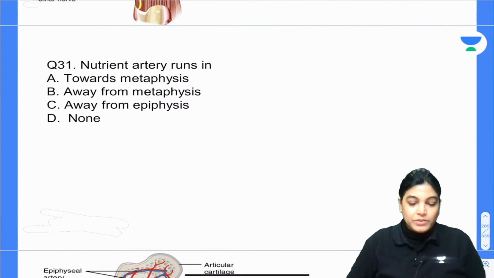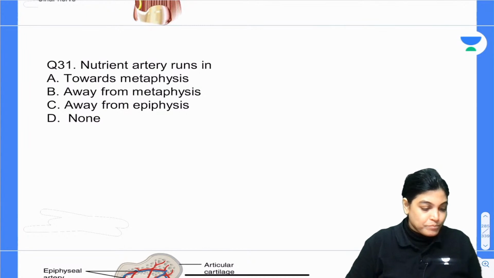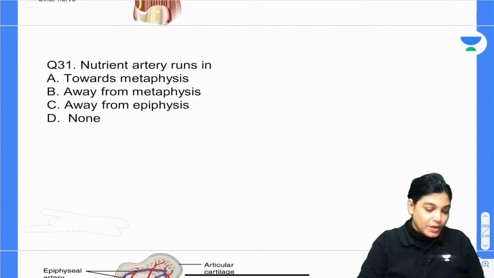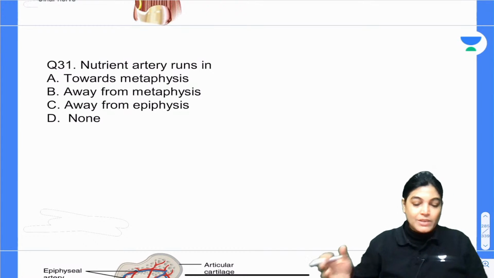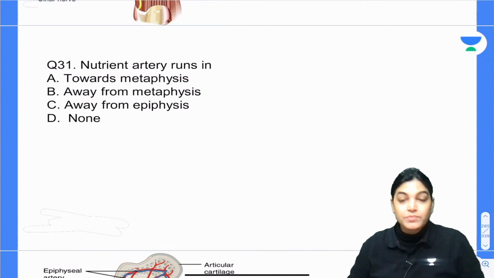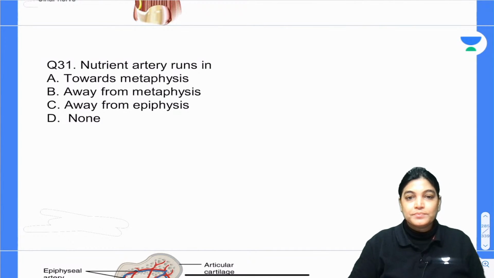Question number 31. Nutrient artery runs: option A, towards metaphysis; away from metaphysis; away from epiphysis; or none of the above. What is the exact direction of the nutrient artery? 4 options are there, my dear aspirants. Please mark the correct answer.